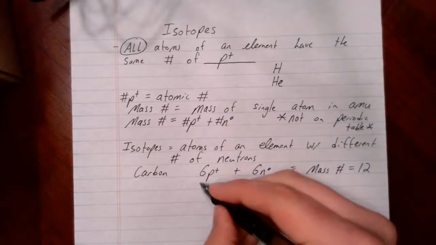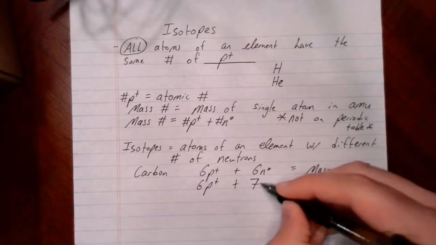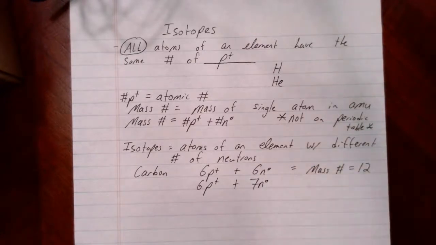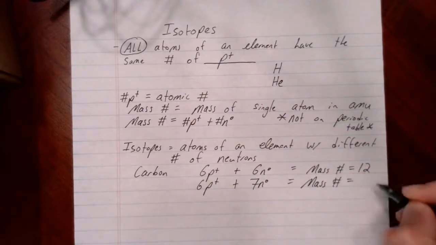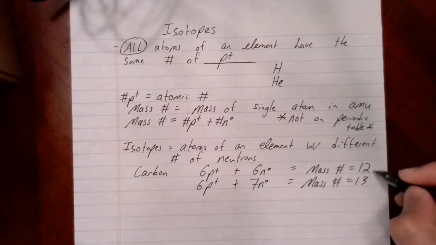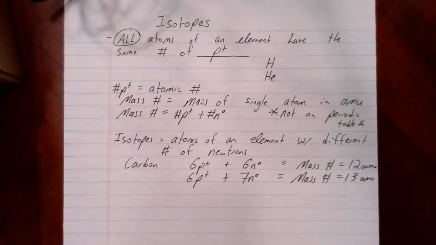So I can have another carbon atom. Again, it has to have 6 protons, we know that. Let's say it has 7 neutrons. If a carbon atom has 7 neutrons, its mass number is 13. So we could say 12 AMU or 13 AMU. Both of those are carbon atoms. They have the same chemical properties, but they have different masses. So we call them isotopes. They're simply the same type of atom that has a different mass due to a different number of neutrons.